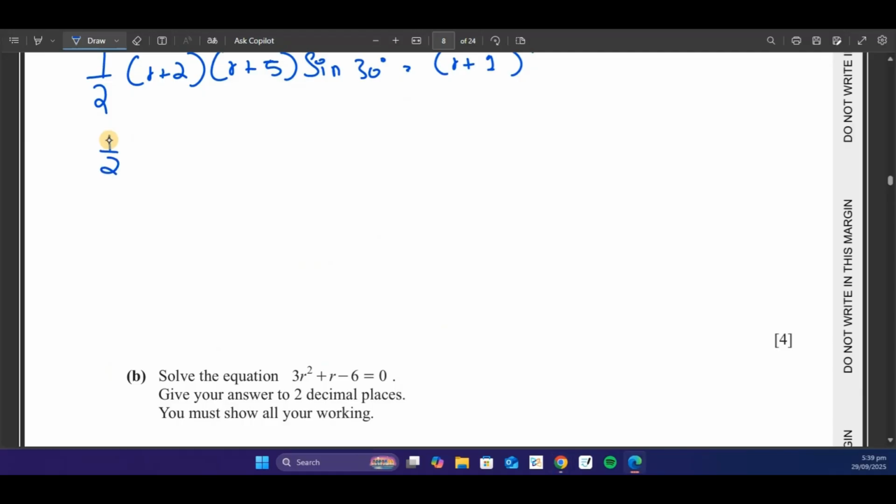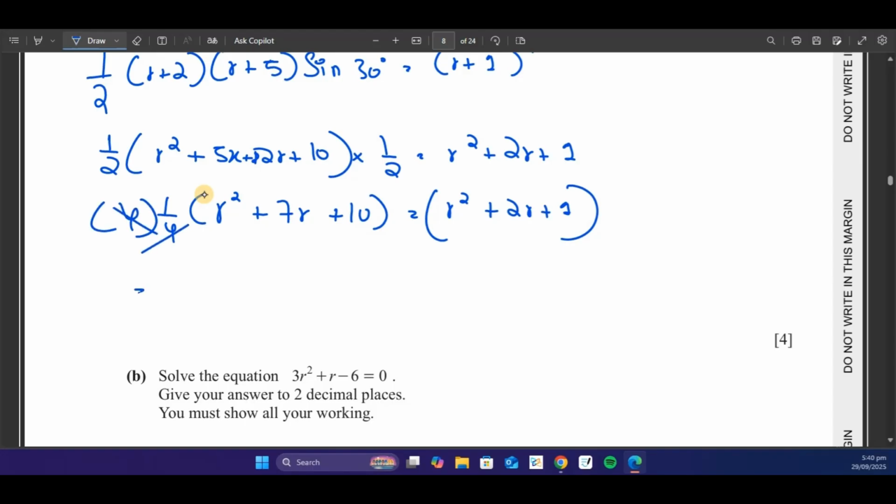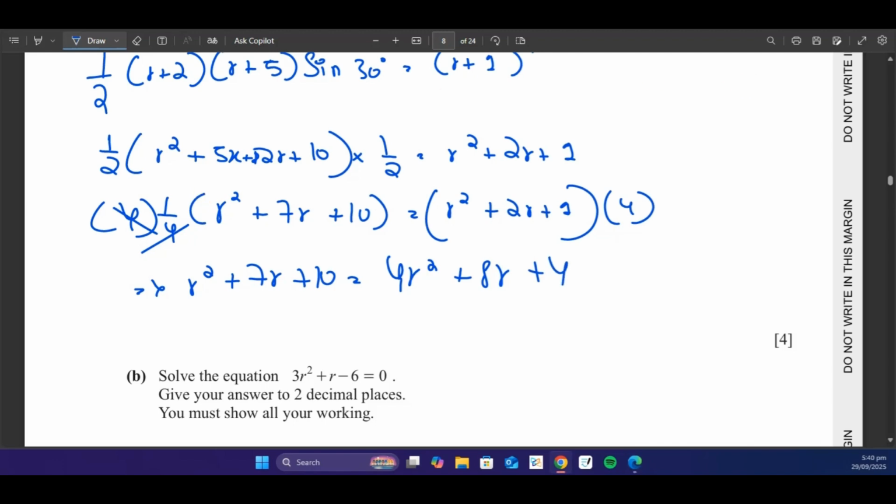So 1 over 2 into r squared plus 5r plus 2r plus 10, into 1 over 2, since sine 30 is 1 over 2, is equal to r squared plus 2r plus 1. That should give us 1 over 4 into r squared plus 7r plus 10 is equal to r squared plus 2r plus 1. What if you multiply by 4? That would just make it easier for us. That would give us r squared plus 7r plus 10 is equal to 4r squared plus 8r plus 4. Make sense? Now we have to prove it equals 0.